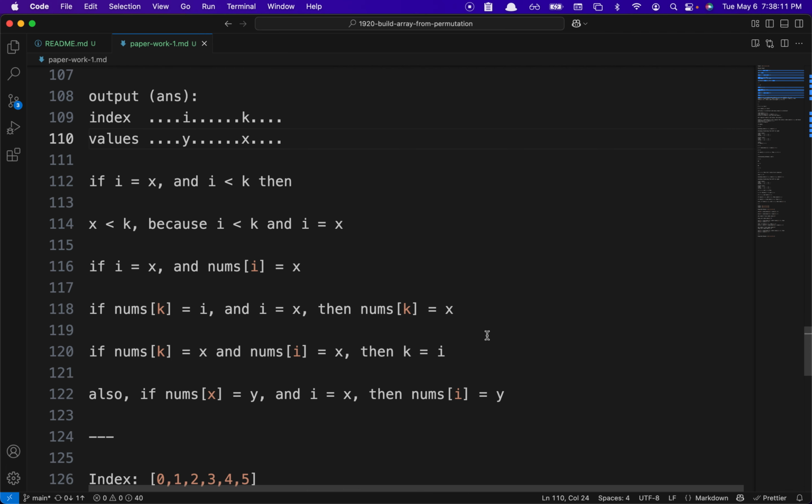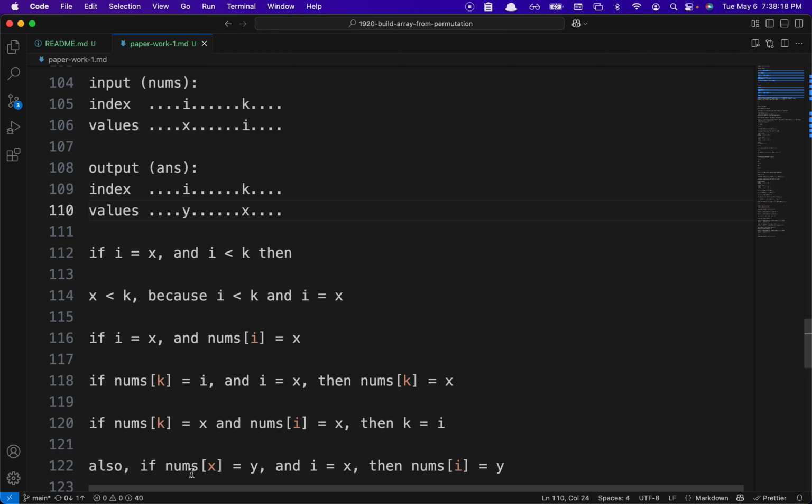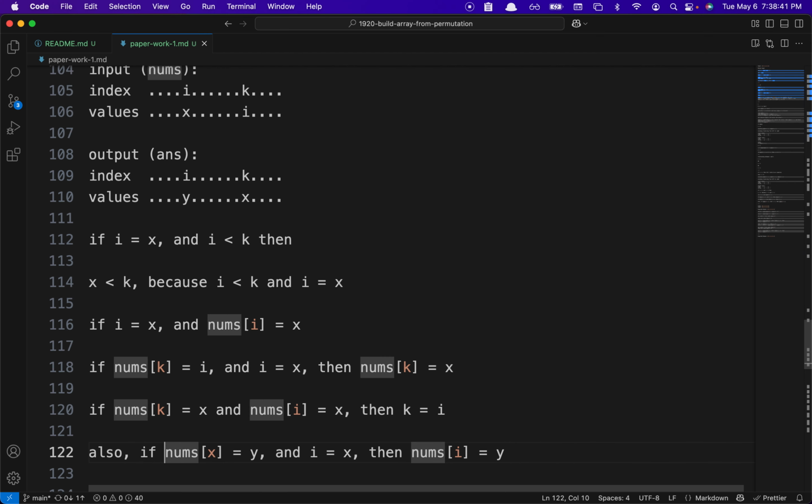Okay, interesting. So if nums of x is equal to y, no. Also if nums of x equal to... actually, I mean, so let's say nums of I equal the answer of I, so let's just look at that. Nums of k is I, nums of k is x.